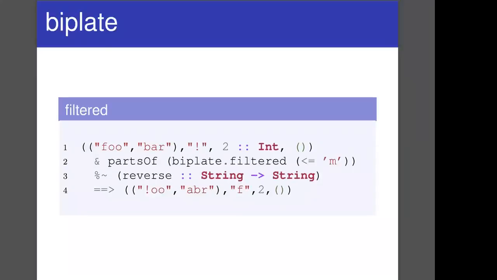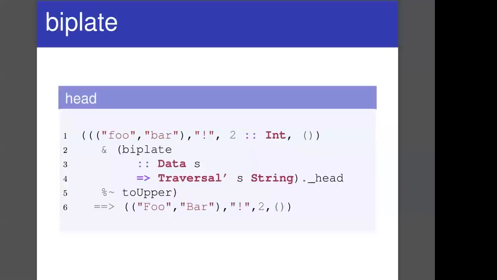And then this one says, I want to biplate over all characters less than the character M. Use partsOf to sort those. So anything above M in the alphabetic lexical ordering is going to stay in place. Anything below M is going to get reversed in position. But see, it stays recognizable. I mean, you understand what this is doing, right? You would not understand what the Haskell version of this was doing.